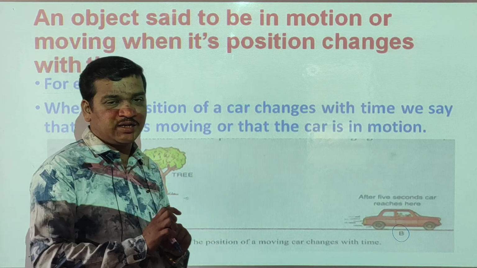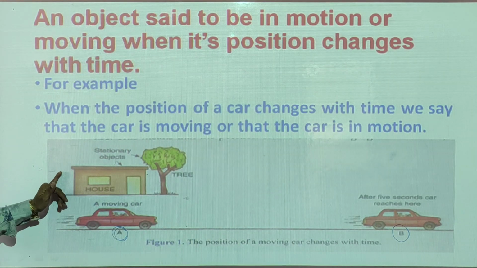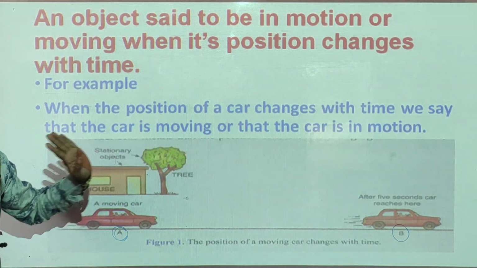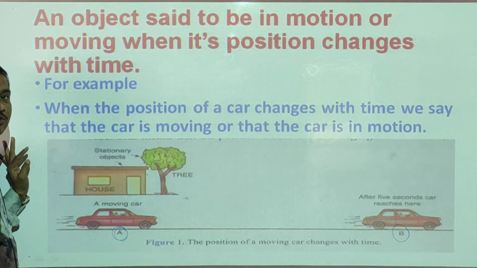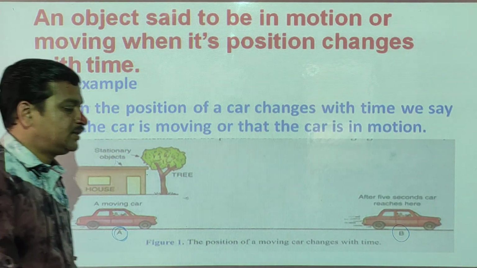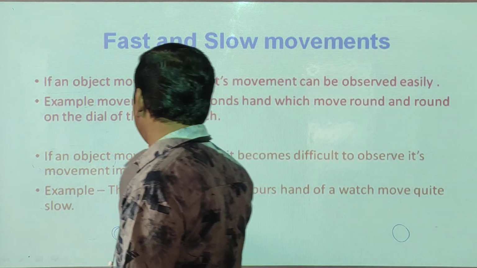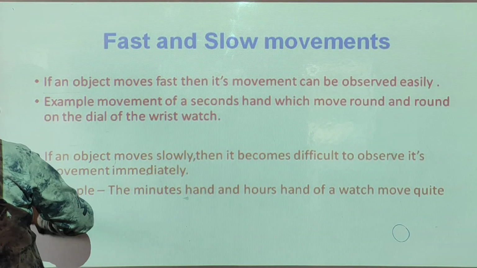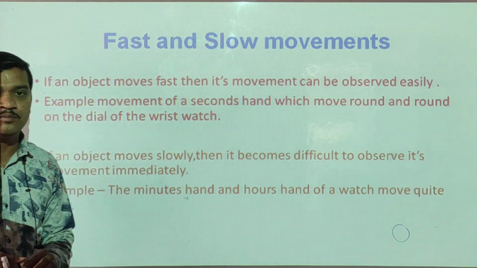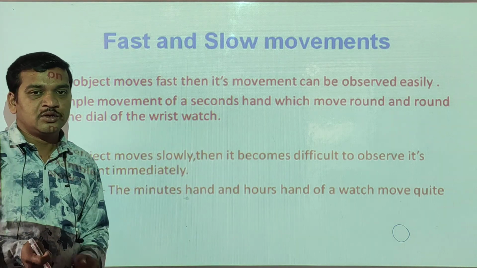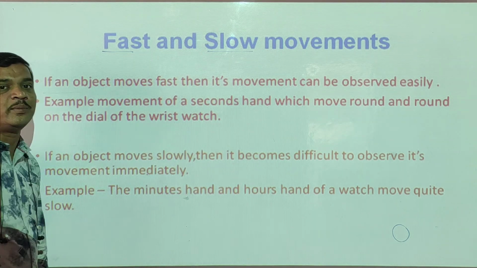Okay, students, understood? So here we can say that the car is moving. By this example we can understand the car is moving with respect to time. Okay, so next, fast and slow movements. Now there are two movements. Some movements take place very quickly, some movements take time. So there are two types of movements, fast and slow movements.